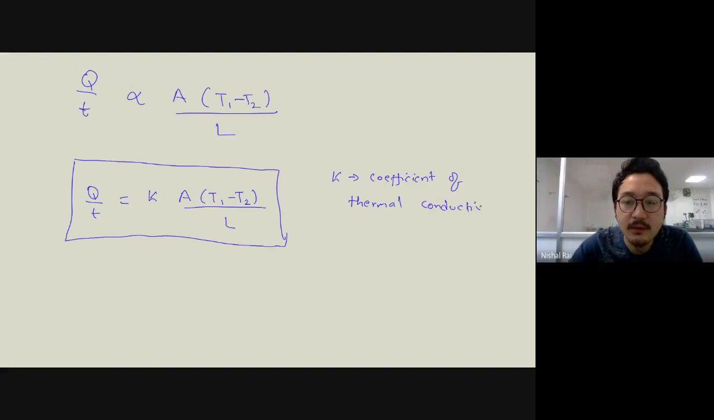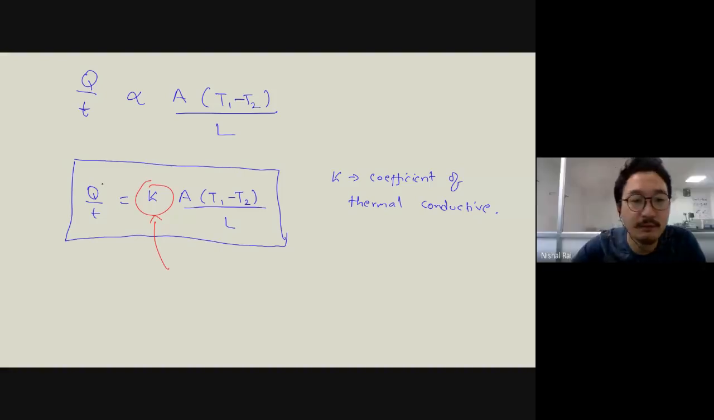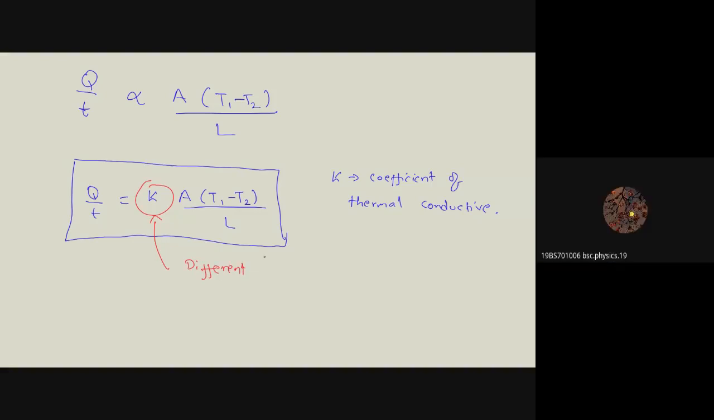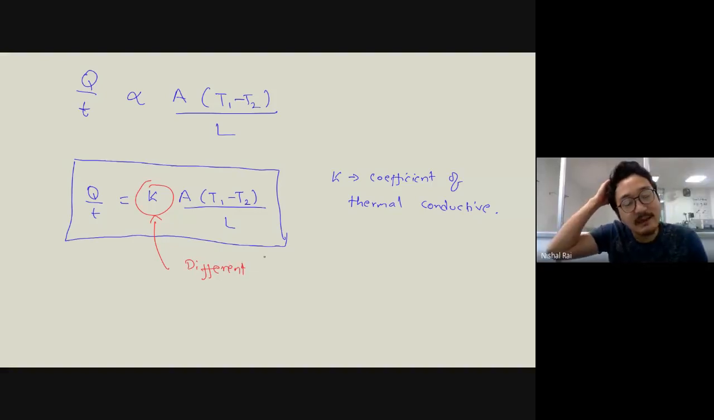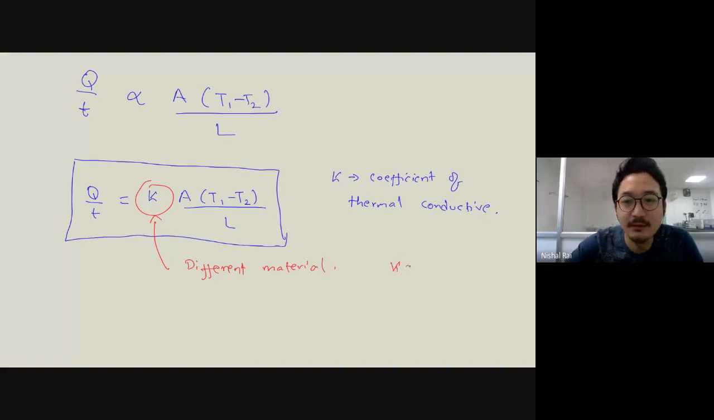So whatever was told previously is correct, that this thing will depend on different material. For different material, this will be different. So the rate of flow will depend on what? Material. For different material, K will be different. So just guess what will be the K for an insulator? 0. Very good. K will be 0 for an insulator because it does not allow the heat to flow.